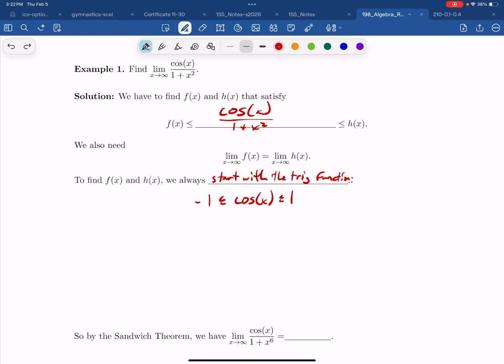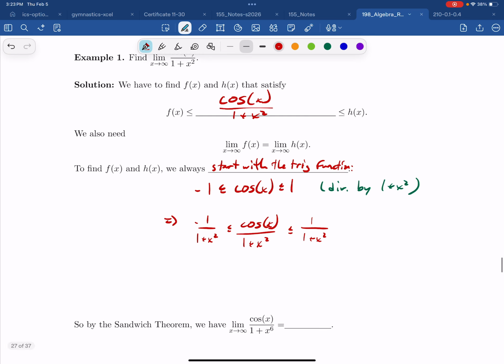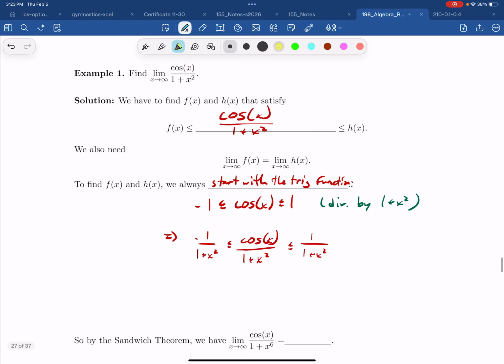Okay. So at this point, we're just going to divide by 1 plus x squared. We're going to divide all three sides, and you see that we're going to get negative 1 over 1 plus x squared less than or equal to cosine of x over 1 plus x squared less than or equal to 1 over 1 plus x squared. And now you can notice that we are left with the same function that we started with. Now, how does this help?